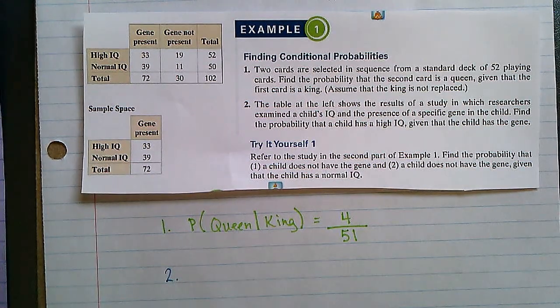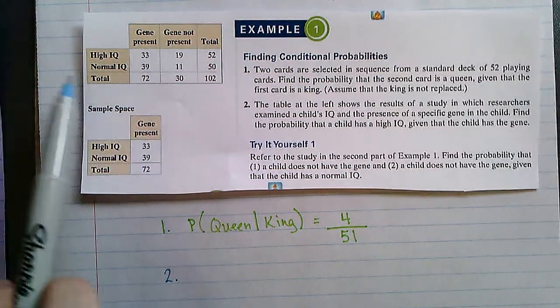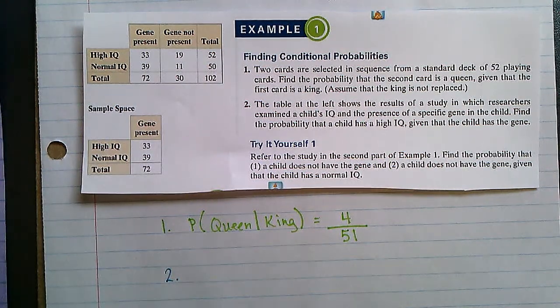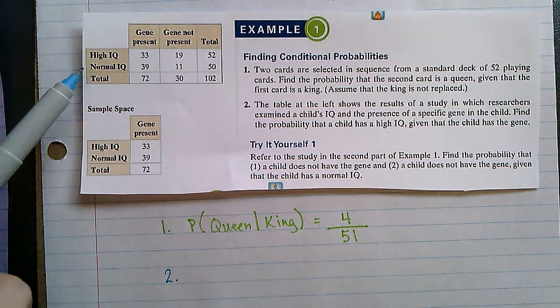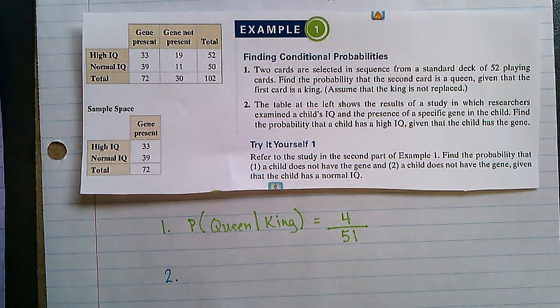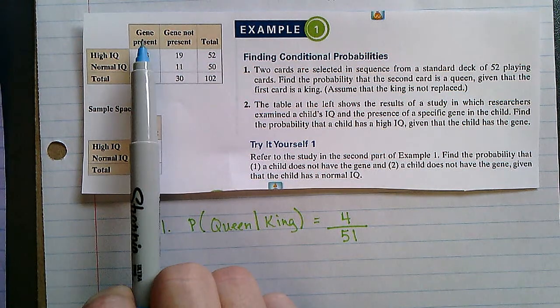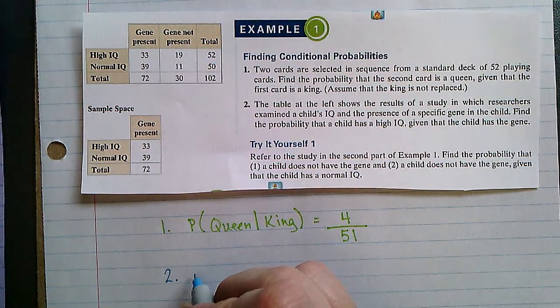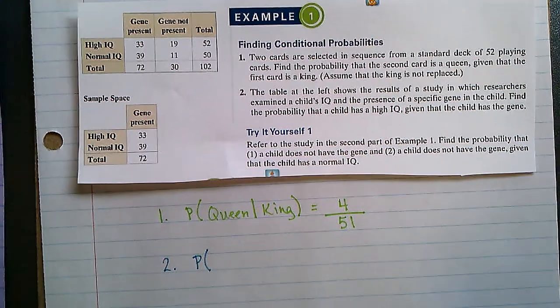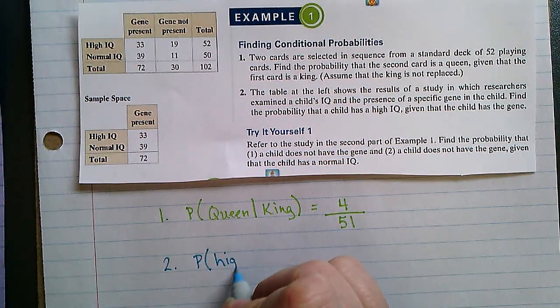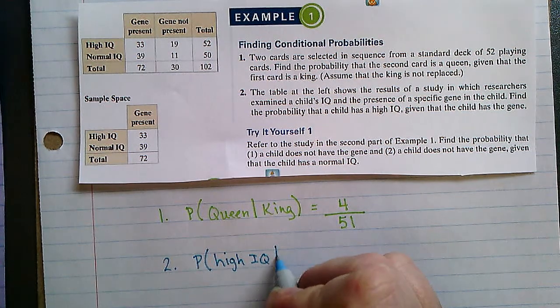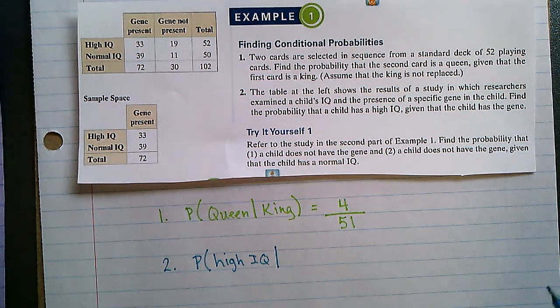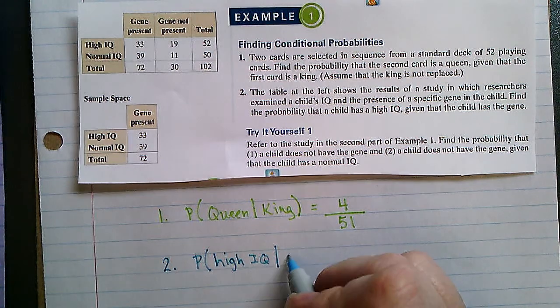On the second one, now we'll use this table. The table at the left shows the result of a study in which researchers examined a child's IQ. So we had either a high IQ or a normal IQ, and then looked to see if a specific gene was present or not present. We want to find the probability that a child has a high IQ, given that the child has the gene.